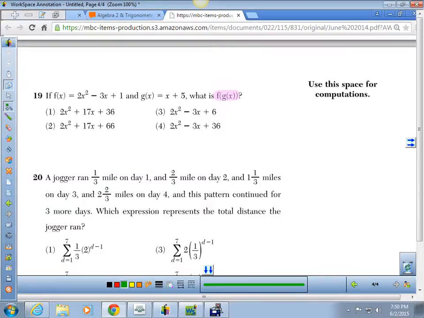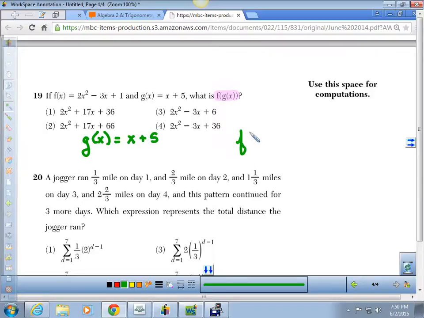Which one has to be done first? Why the g of x? It's inside of the parentheses, right? So we've got to do g of x first. And g of x was told to me to be x plus 5. And then what follows g of x? F of x follows g of x. These are those compositions that you did in geometry. Okay. And f of x was told to be 2x squared minus 3x plus 1.